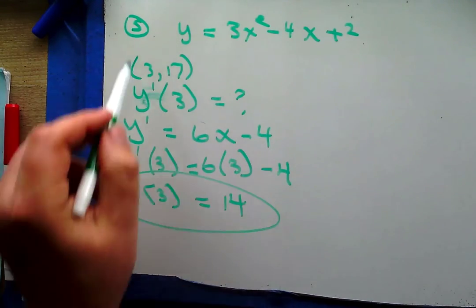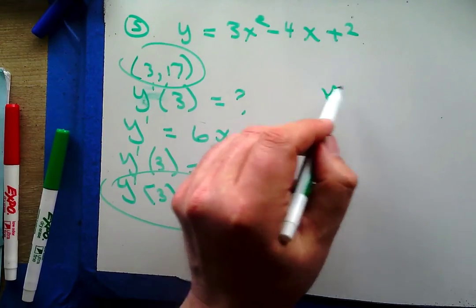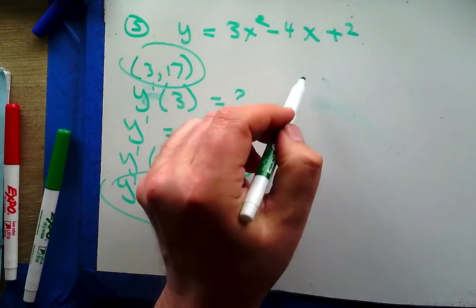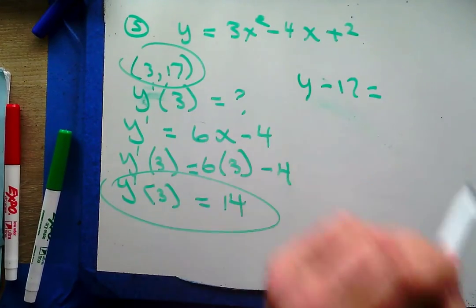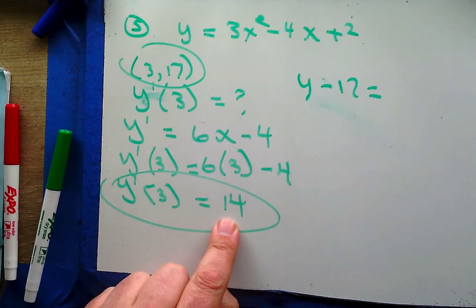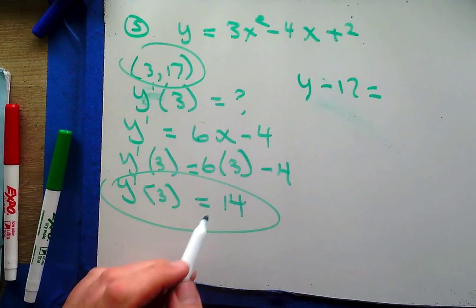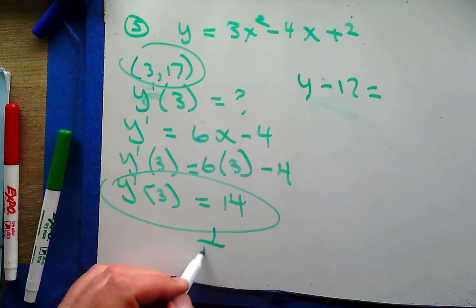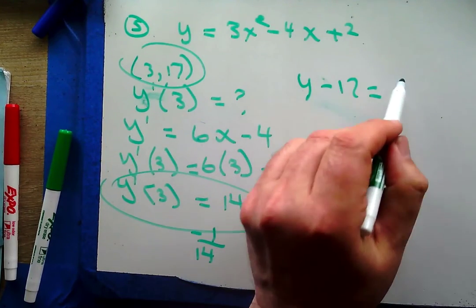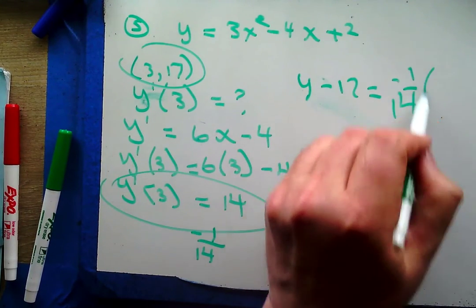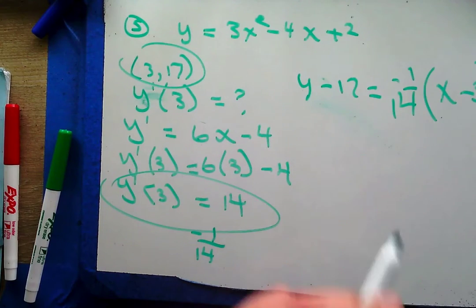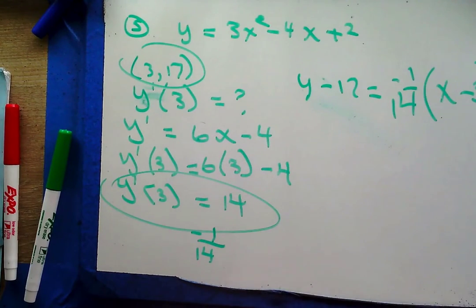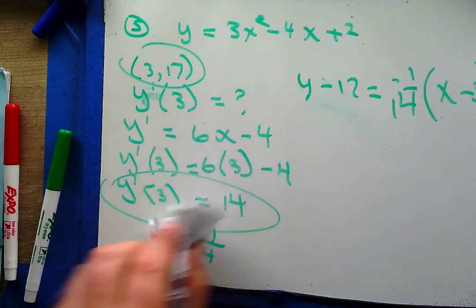So now I have a slope, I have a point, I can write the normal line. So y minus 17 equals, am I plugging 14 in? No, that's the tangent line. The normal line would be this slope, -1 over 14, times x minus 3. So there's my normal line equation. That's number 5.